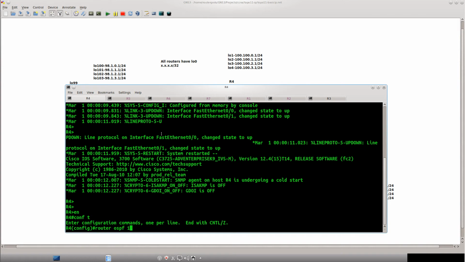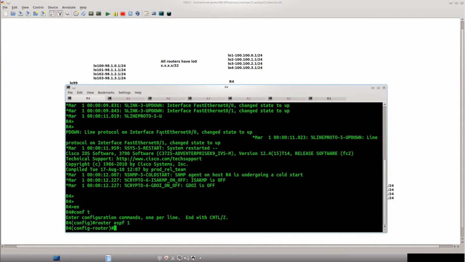It's going to be router OSPF 1. And if we want to throw everything on R4 into OSPF, who remembers that command? You can type in the chat window. Yep, pretty close. Network all zeros. Now, it's either all zeros or all 255s. Both will work.